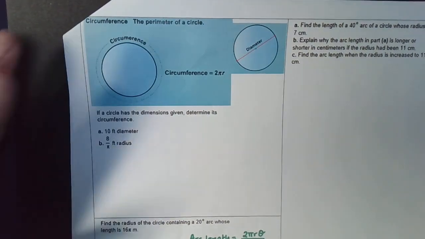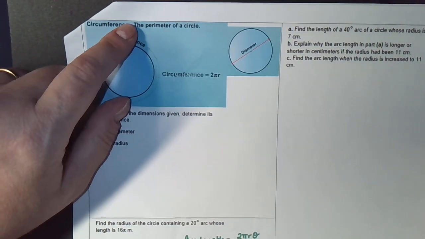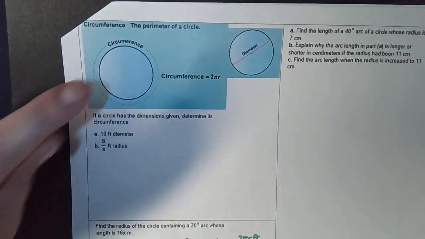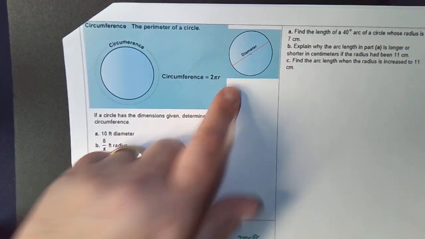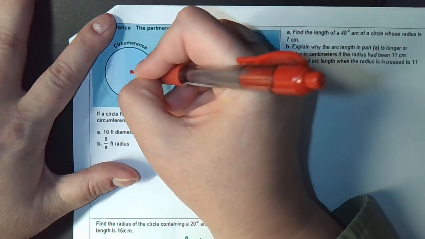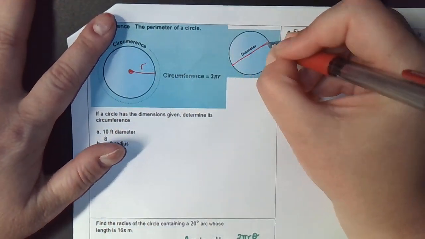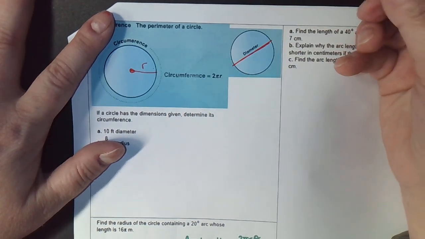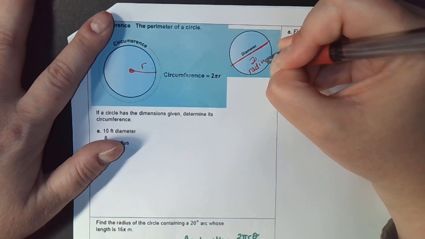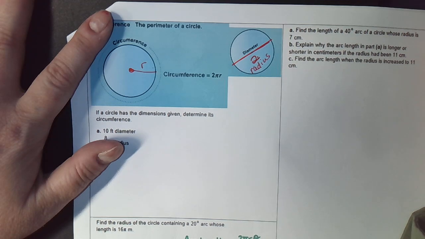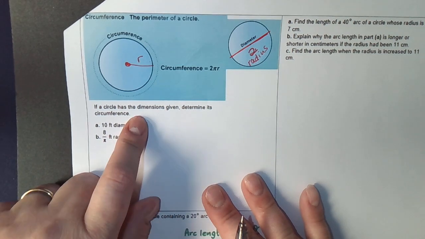The next thing we're going to talk about is circles. The perimeter of a circle is called the circumference. And the circumference is found by 2 pi r. R is the radius, halfway through the circle. It's from the middle to halfway out. Diameter is 2 radiuses put together. Okay, let's look. It says, if a circle has the dimensions given, determine its circumference.